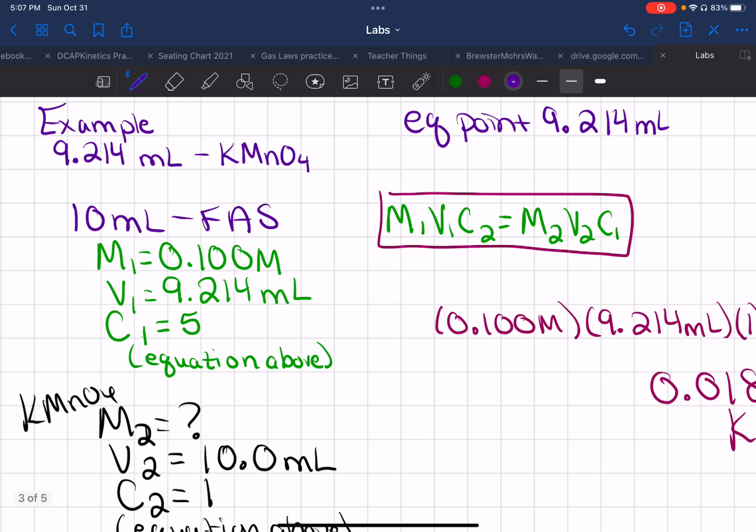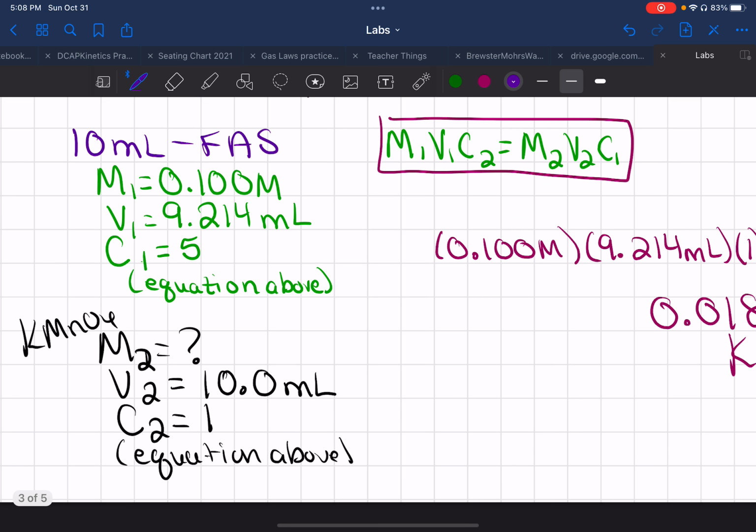We've done a titration and we found that our equivalence point is 9.214 milliliters. And since I was titrating, technically I should be titrating my known into my unknown, which means the potassium permanganate should be in the beaker down below. My equivalence point actually means the volume of the FAS salt. So just a little clarification there, a little different from when I set up for our lab. And so I started with 10 milliliters of my potassium permanganate.